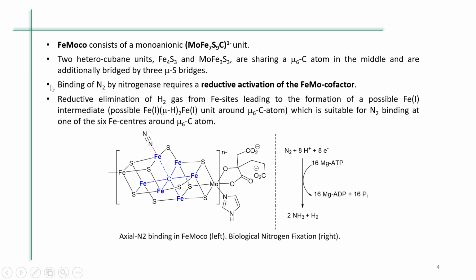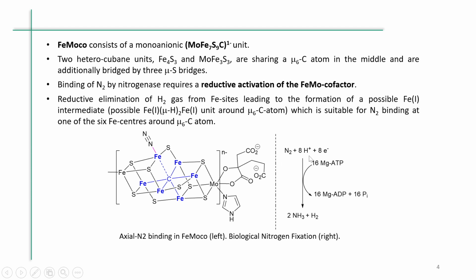Basically, this binding of nitrogen by nitrogenase enzyme requires a reductive activation of this cofactor. What happens? Reductive elimination of hydrogen gas occurs from one of the iron sites, leading to the formation of an iron 1 intermediate. That is suitable for nitrogen binding at one of the 6 iron centers around the mu6 carbon atom. There are 6 iron centers around this carbon atom. At one of the iron centers, which is reduced to iron 1, one nitrogen molecule is able to be bound.